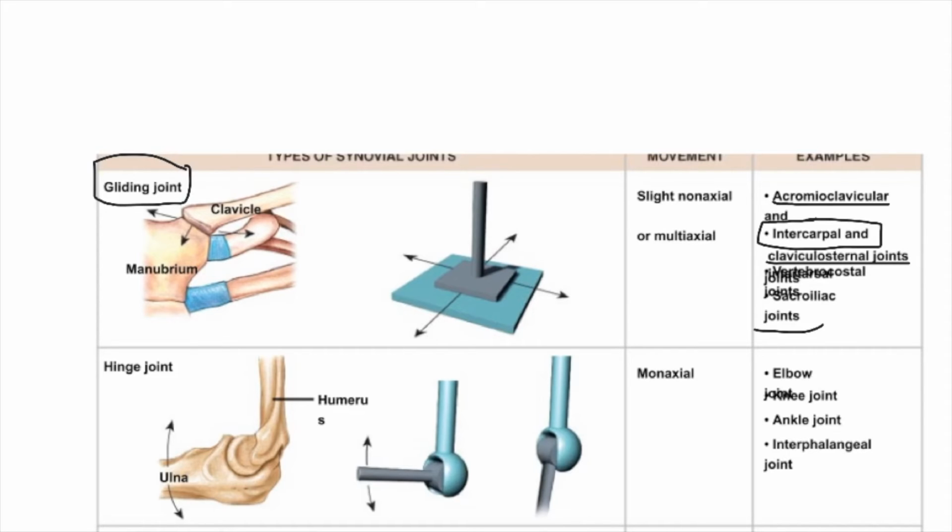If you're going into PTA, you're going to learn about other joints like the sacroiliac joint in the back, where the sacrum together with the ilium, and there's movement there between the two bones gliding. So there are other gliding joints that you'll learn about.